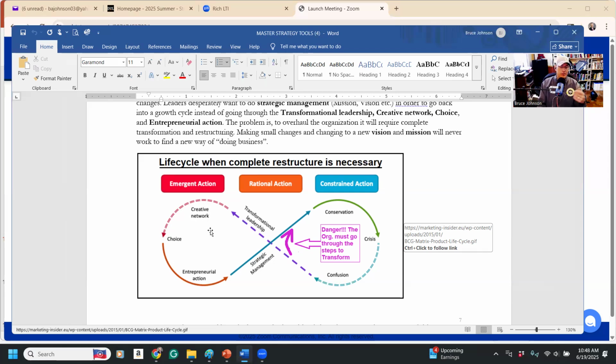For example, at a number of large universities in the 70s and 80s, we had this petroleum engineering. I was talking about Jack Welch.